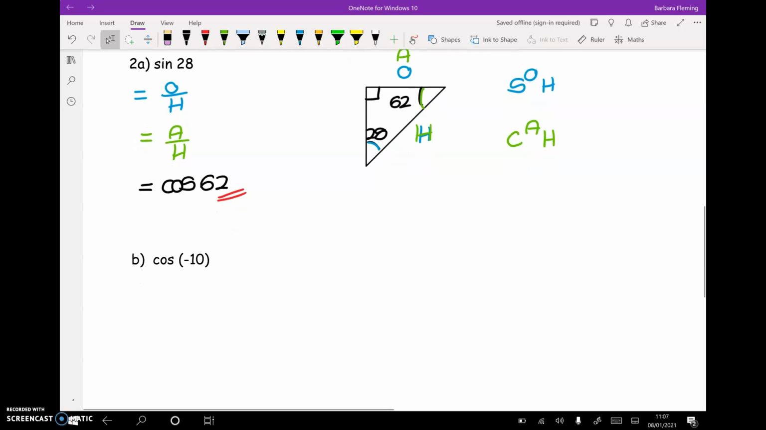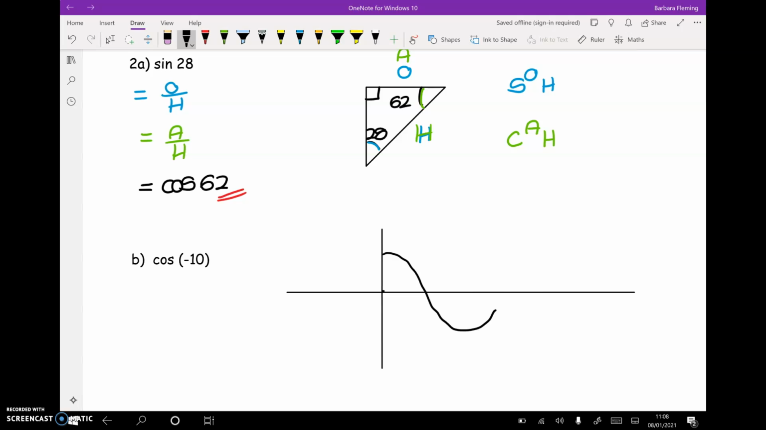Okay, next one. Cos of minus 10. So we've got a negative angle here, so we're back to drawing the graphs again. The bigger you draw it, the easier it is. Now you're going to need to go into the negatives, so just be aware of that. And oh, it's a cos graph, careful. So cos graph starts at 1, goes down. You need to know those really nicely. There's your 180, there's your 360, your 90, and 270 is where it crosses your axis.